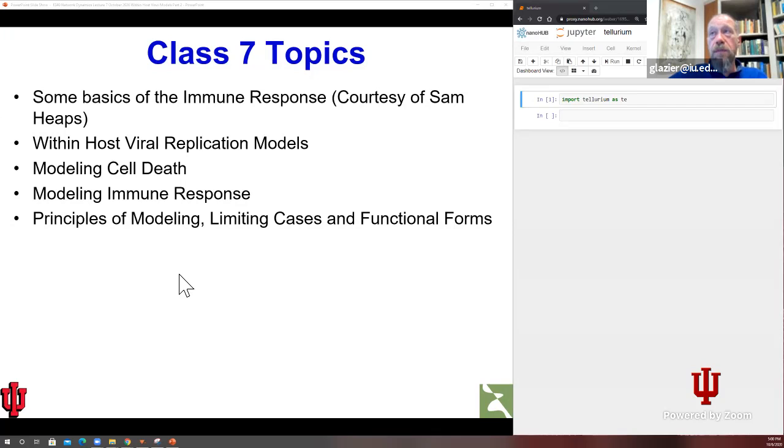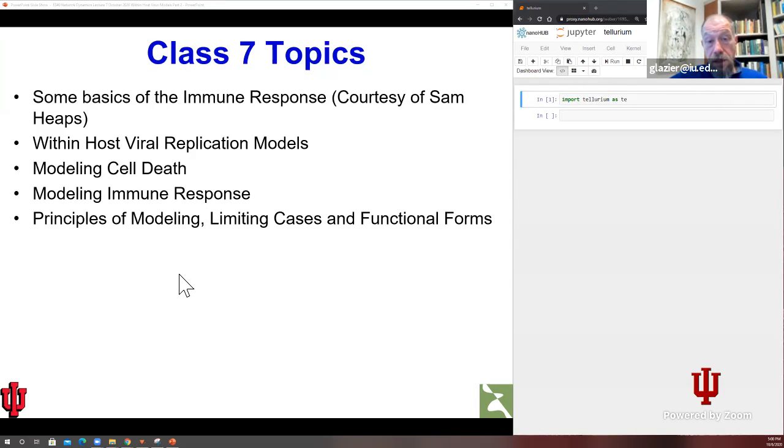Today, we're going to talk a little bit about the immune response to viral infection, and I'm going to be using a set of slides that were prepared by a master's student last semester, Sam Heaps, in the class I taught in the spring. He gave 2 lectures on the immune system and put together a very nice set of introductory slides on viruses and the immune response. They may be a little bit more detailed than we need today.